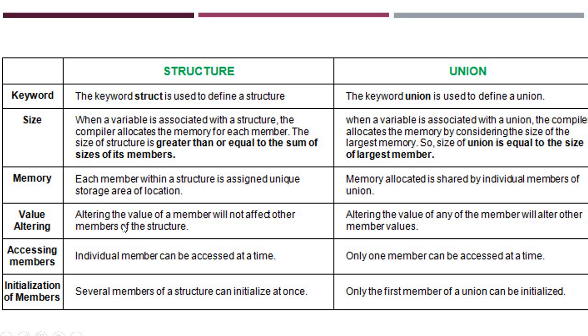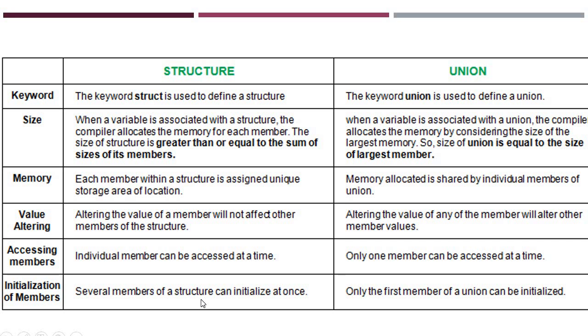Altering the value of one member will not affect the other variables in a structure. As we have individual memory areas, changes done in an individual memory location do not affect the others. In case of union, that cannot be expected because the common memory area is used. In accessing members, an individual member of a structure can be accessed at any time, but in case of union that is not possible. Only one member can be accessed at a time, again for the same reason, the common memory area.